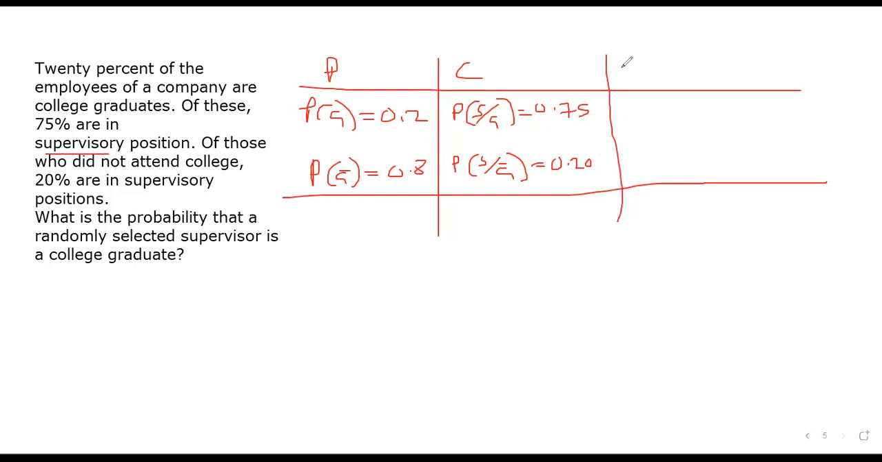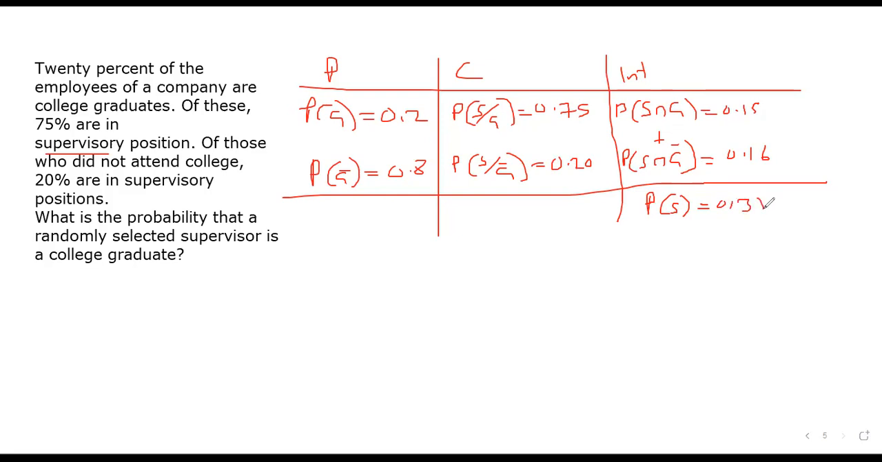And we go to the intersection. So this one will be what? Supervisor intersection graduate. This one, supervisor who did not graduate. So here we're going to have what? This one times that one, 0.15. This one times that one, 0.16. When you total up, the common letter is what? S. So the total number of the supervisors we have in total is 0.31.